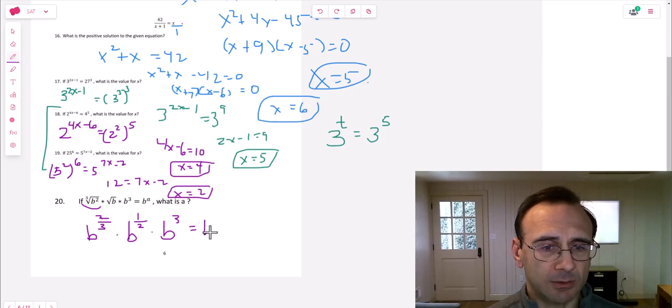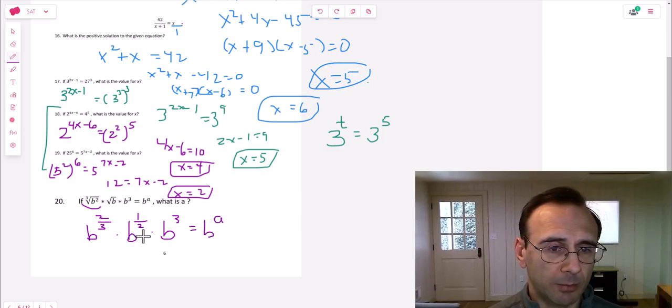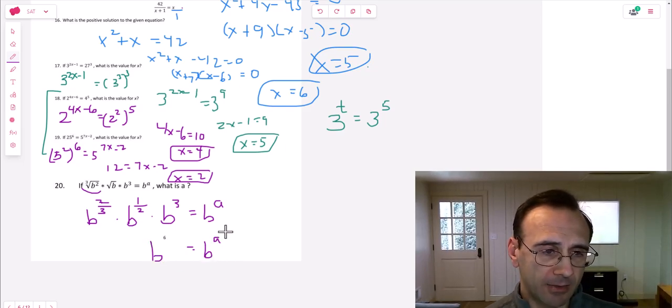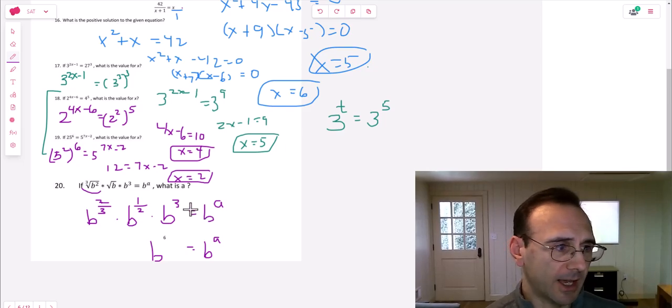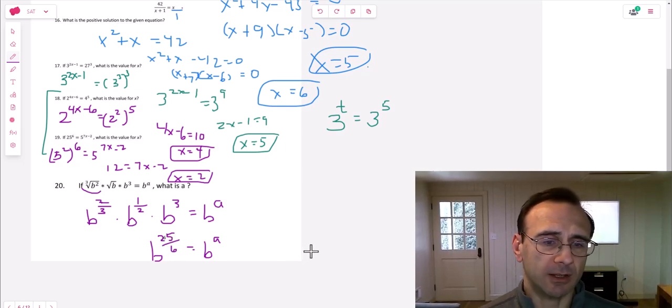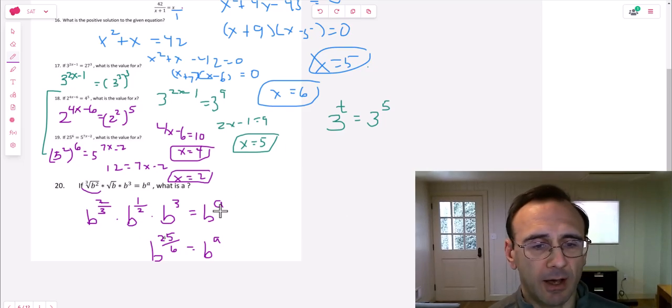The last piece is, what do we do when we multiply? It turns out that we add the exponents. You could either get a common denominator and add them, or you could just throw it all in the calculator. Either way, it turns out you get 25 over 6. So b to the 25 over 6 equals b to the a, so a is 25 over 6.